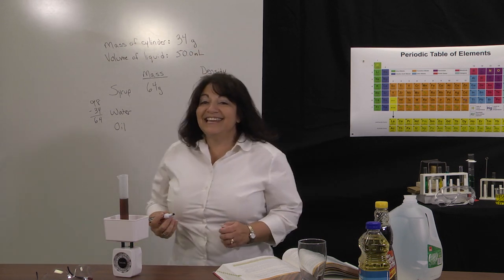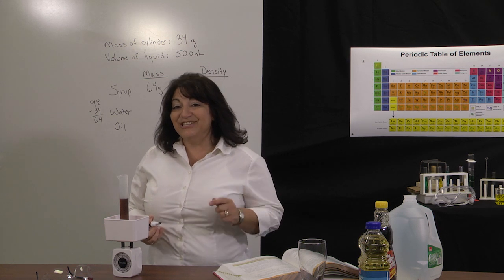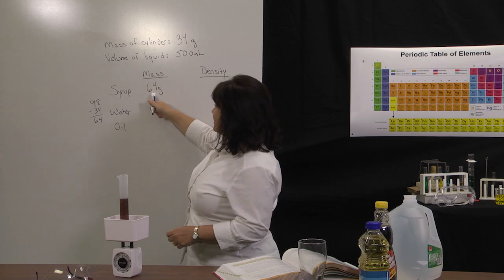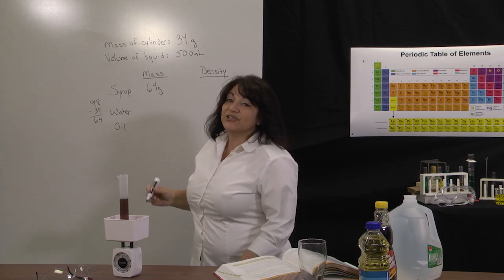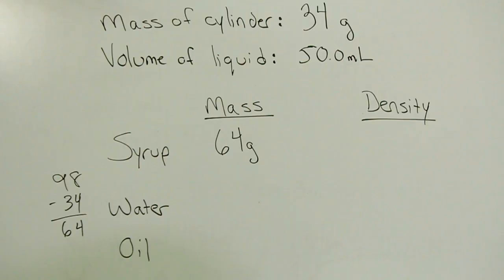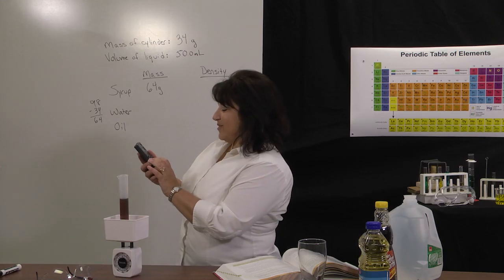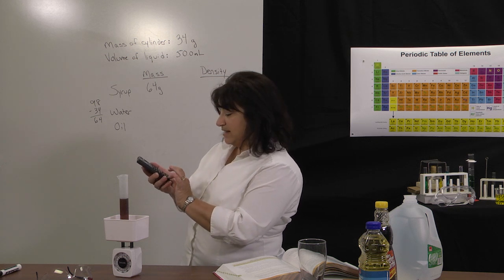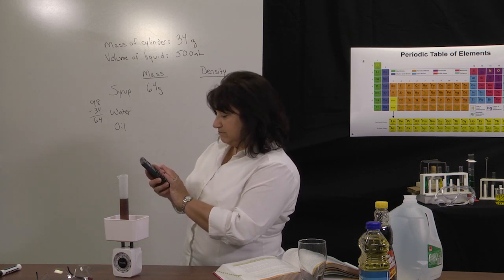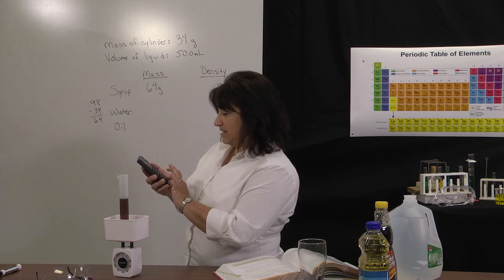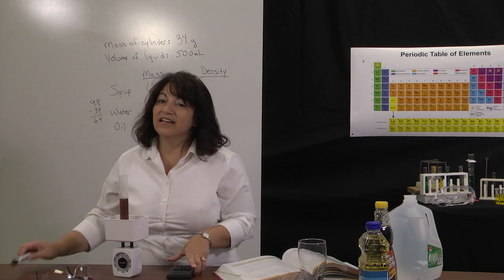To calculate the density, I need to know the mass, and I need to know the volume, and I have both of those. So now with these two numbers, the 64 grams and the 50 milliliters, I can calculate the grams per milliliter, or the density of the syrup. I'm going to divide those numbers using my calculator, so I have 64 grams divided by 50.0 milliliters. Let me try that one more time. 64, 50. Okay, I get 1.28 grams per milliliter.